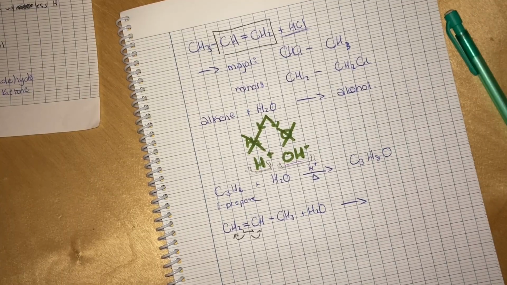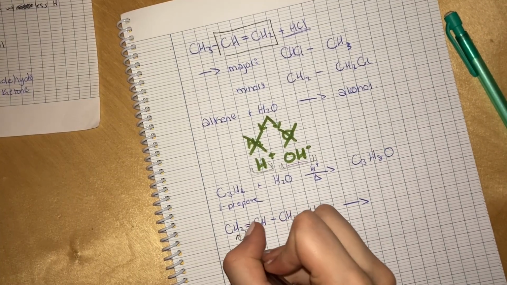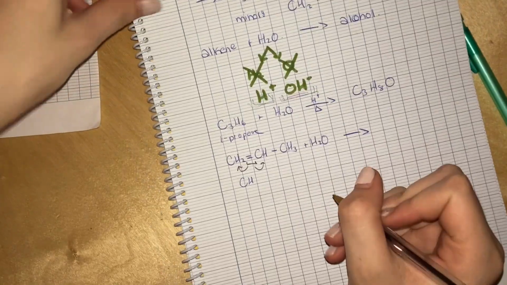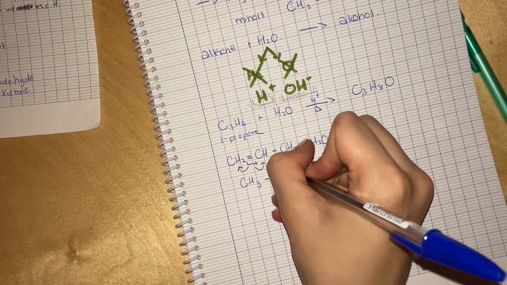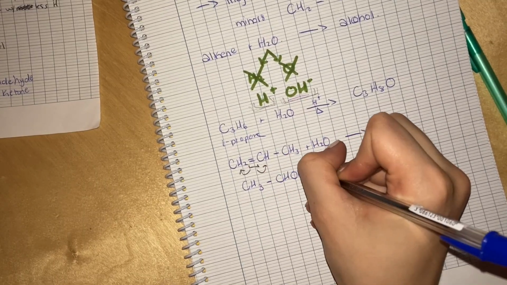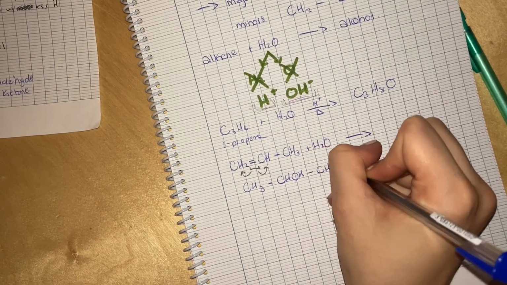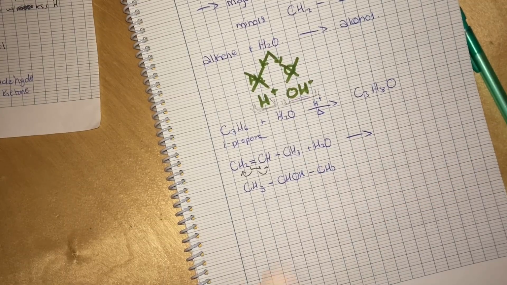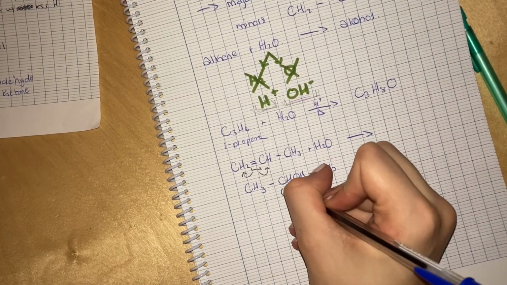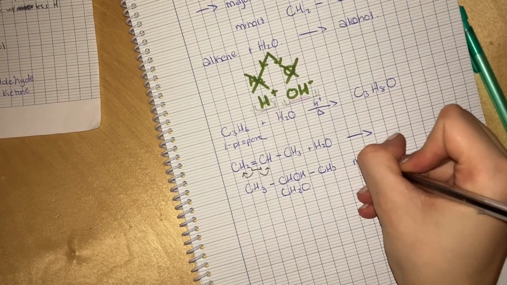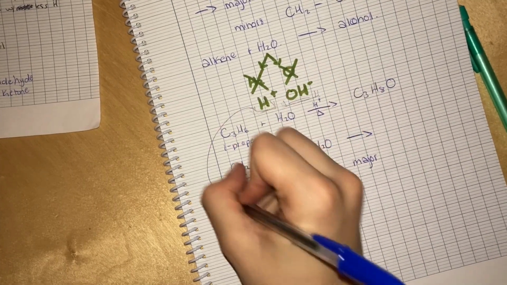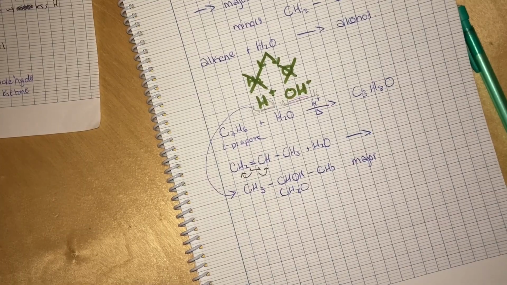So again, we're gonna do major and minor. The products are CH3, we added the hydrogen here, bonded to CHOH, bonded to CH3. Okay, that's the first one. This could also be written as CH2O, up to you. Do you think this is the major or the minor product? If you guessed major, you would be correct, because the hydrogen went to the more hydrogenated carbon.